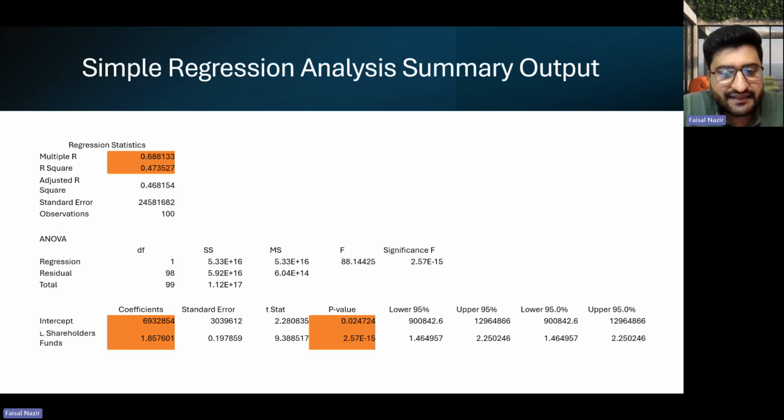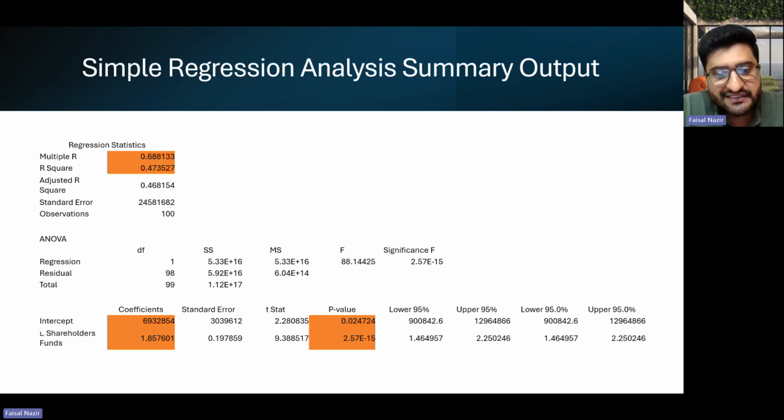So in this simple regression analysis, I am examining how shareholder funds affect turnover. The key results are as follows. Multiple R is 0.6881. This is the correlation coefficient, showing a moderate positive relationship between the shareholder fund and the turnover. It suggests that as the shareholder fund increases, turnover also tends to increase.